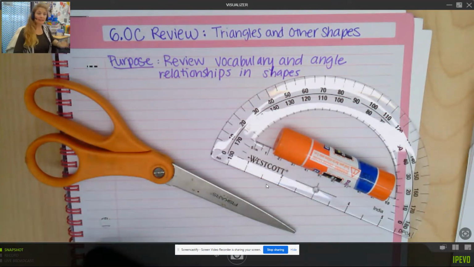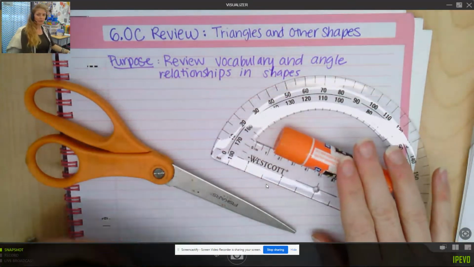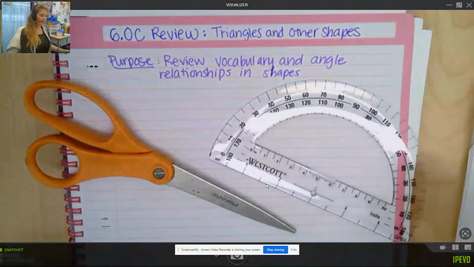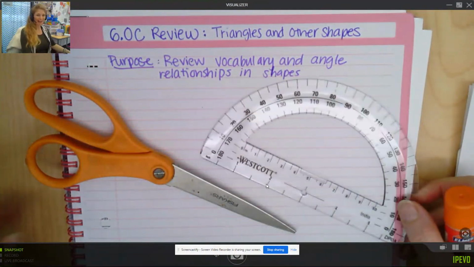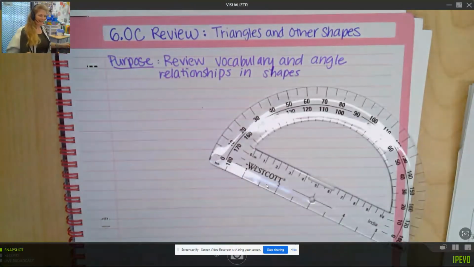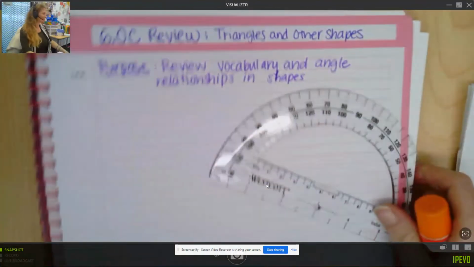So taking a look today, we're doing 6.0 C review, triangles and other shapes. Our purpose is to review our vocabulary for our geometry unit and to review some really important angle relationships and shapes, especially a very special one in triangles, any triangle, any size, any shape. And for that activity, you will end up needing scissors, some glue or tape, and you'll definitely need your protractor today. So very exciting. Let's get started.